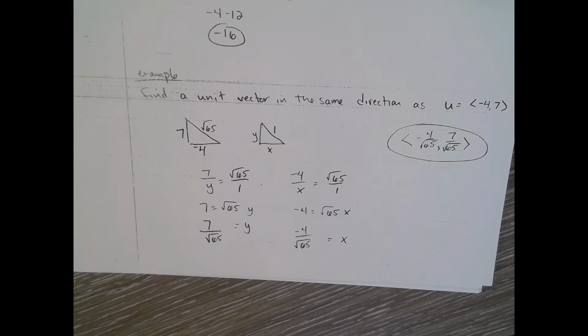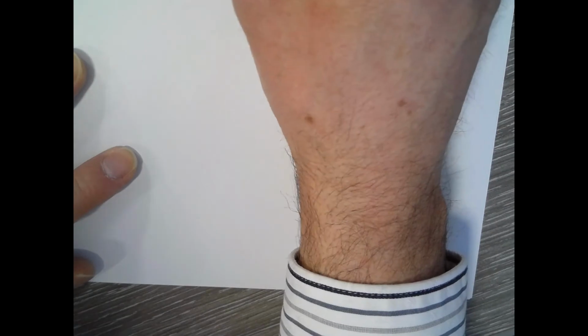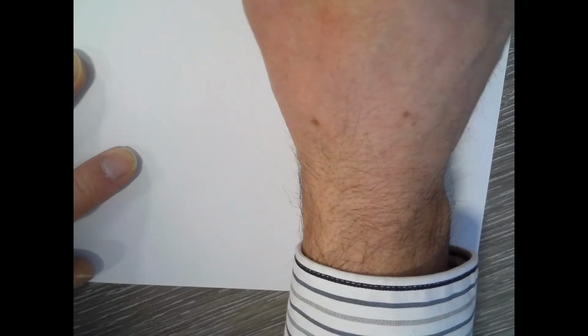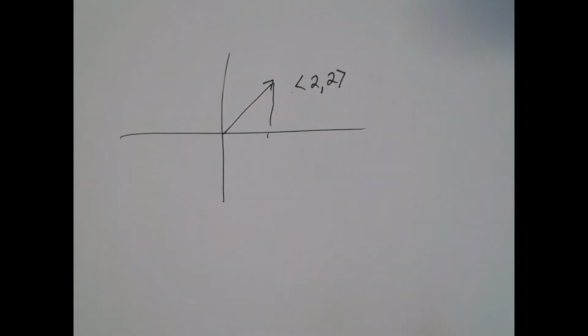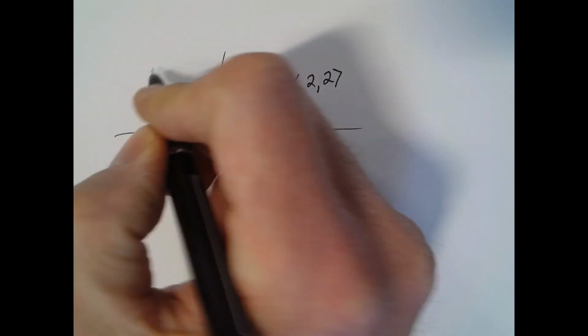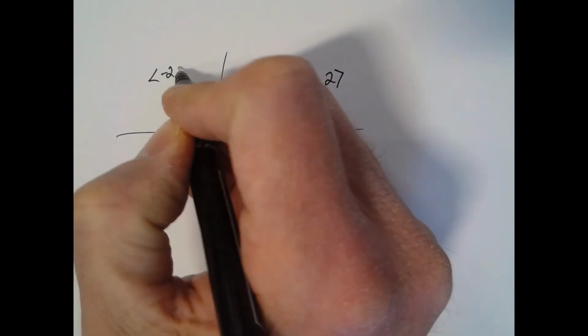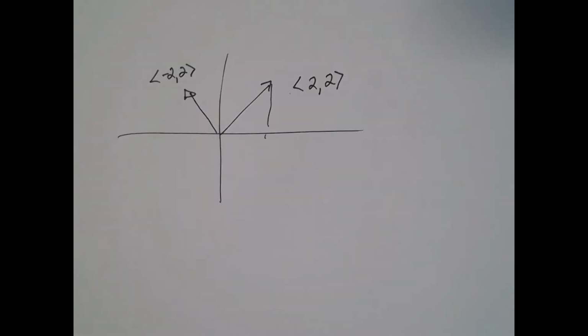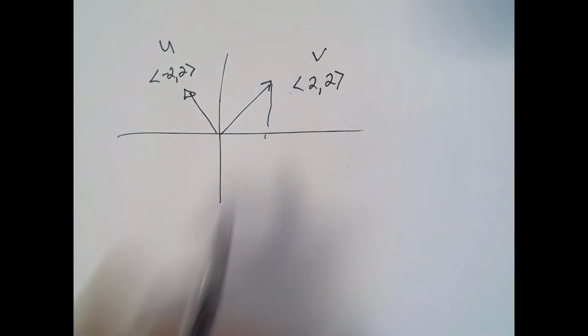Well, let's try one. Let's do this vector, I'll call it U: 2, 2. And then I'm going to say this vector is -2, 2. True? Yes. Okay, so that's U and that's V. Figure out what U dot V is.